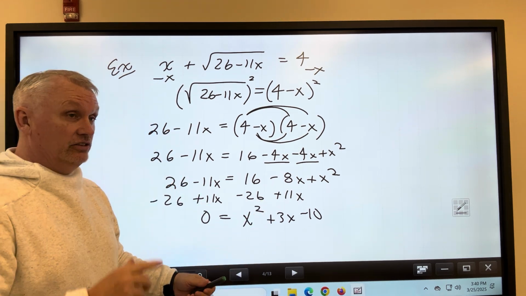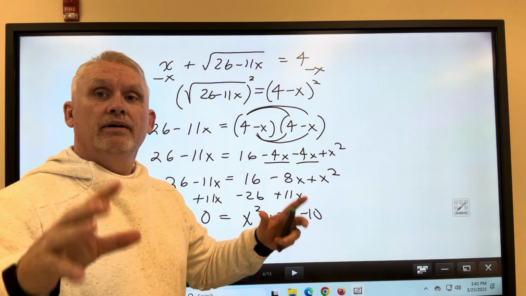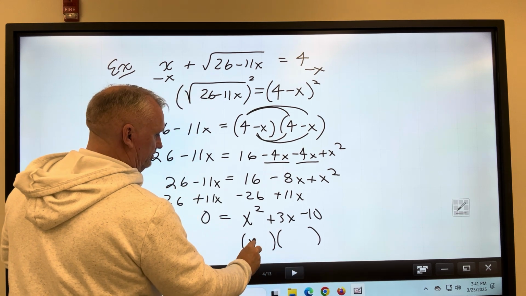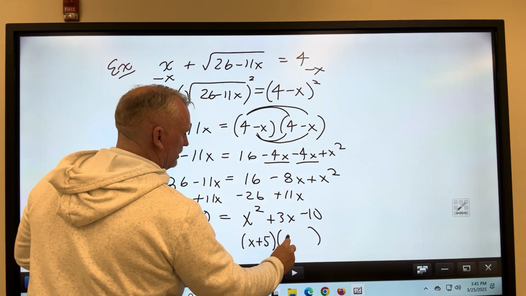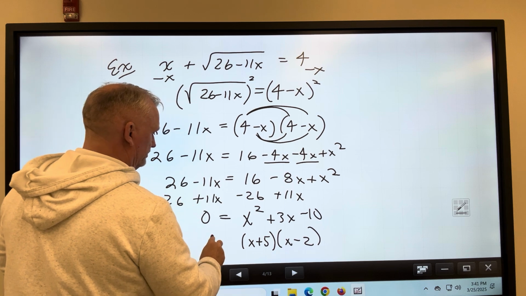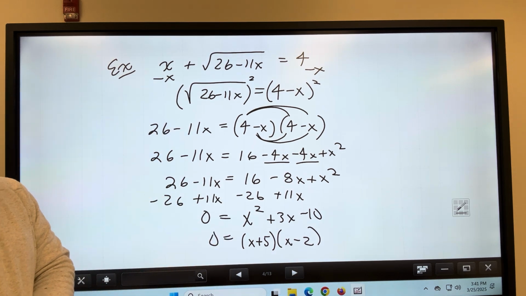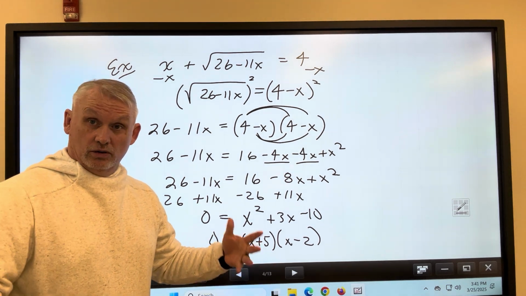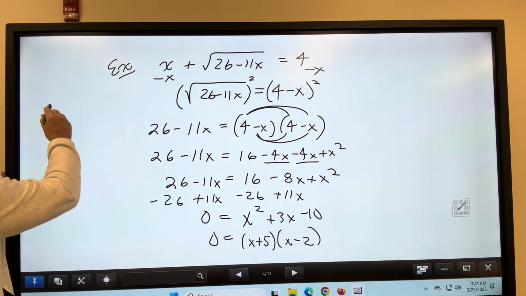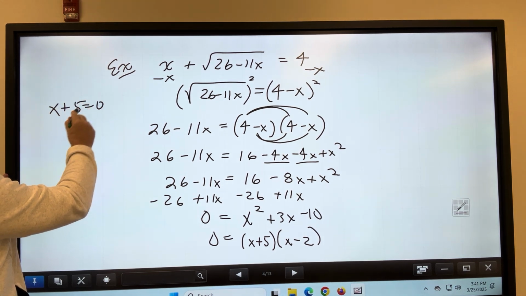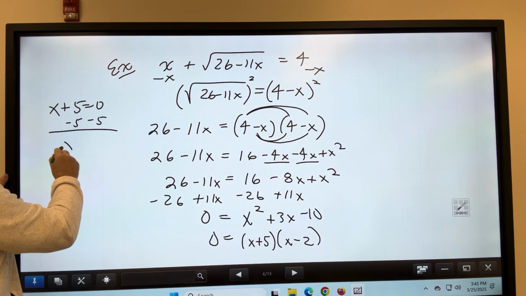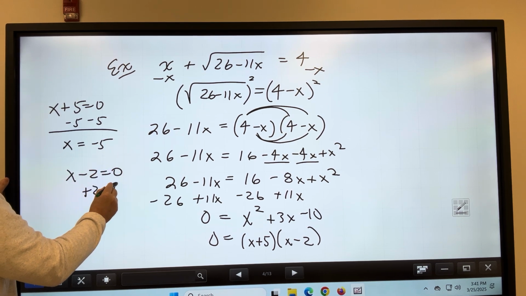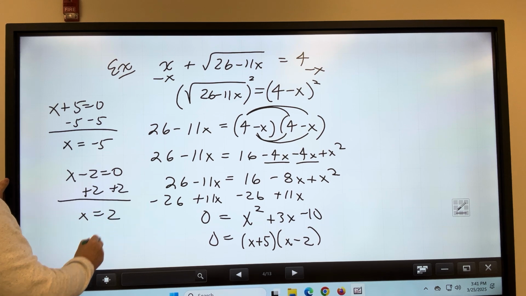Now what I have to do is, all together now, factor. Great. So I factor this. X plus 5, x minus 2. Now I factored it. I got to set each one of these things equal to 0. I got to find my solutions. So x plus 5 equals 0. Subtract 5. X equals negative 5. X minus 2 equals 0. Add 2. X equals 2.